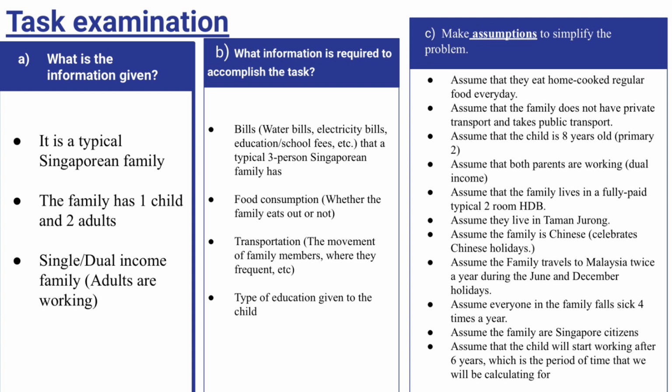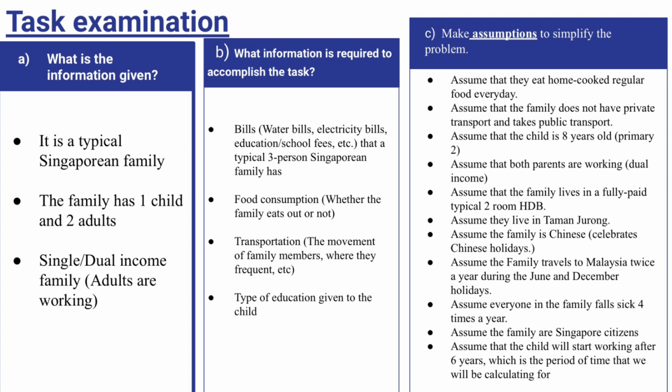Secondly, let's discuss the information required to accomplish the task. We have to first take into consideration the bills, be it water bills, electricity bills, education or school fees that a typical 3-person Singapore family has to pay. Next, you have to take note of the food consumption, if the family eats at home or eats outside. Additionally, the transportation fees should also be included along with the type of education the child receives.